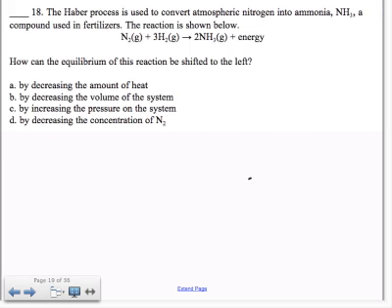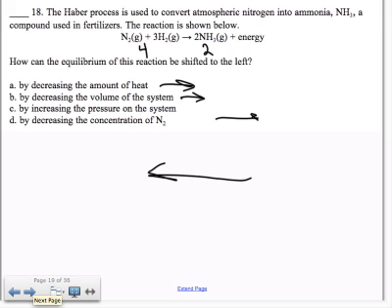Okay, we want to shift this time to the left. Which of the following would do that? Decreasing heat, no, that's going to pull it to the right. Decreasing the volume, this has 4 moles of gas, this has 2 moles of gas. Decreasing volume favors the side with the smaller number, so that's going to go that way. Increasing the pressure also favors the side with the smaller number of moles of gas, so that leaves D.